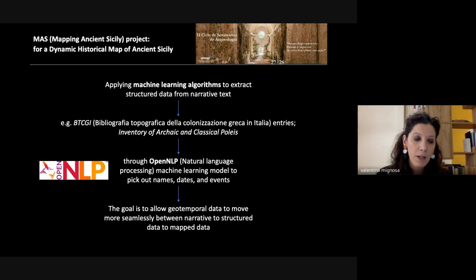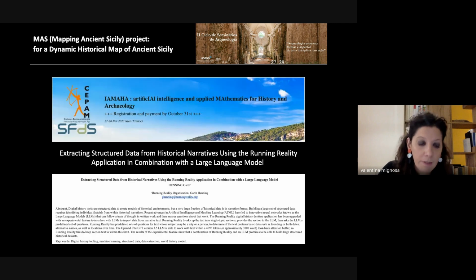So basically, we used the inventory and the Bibliografia Topografica as an experiment to extract data with the open natural language processing and with another tool that I will show you in a second. And this experiment has been presented by the computer scientists we are working with at a conference on the application of mathematical models and artificial intelligence to historical and archaeological research.